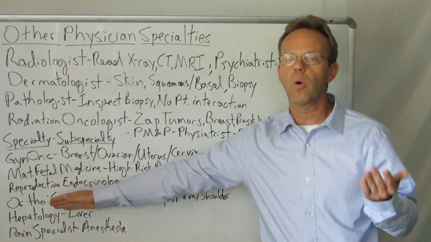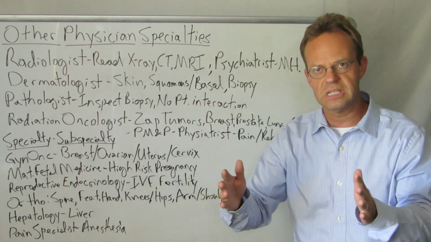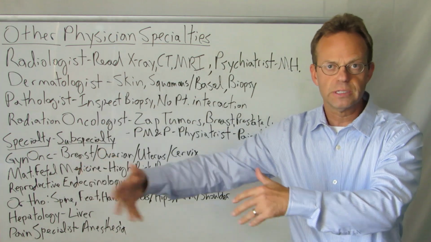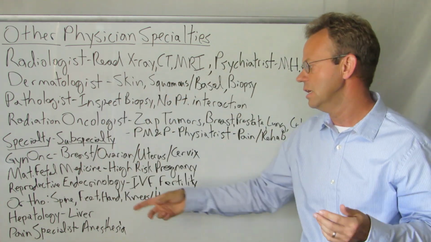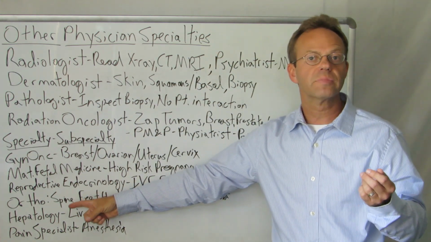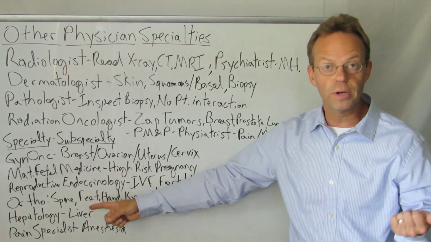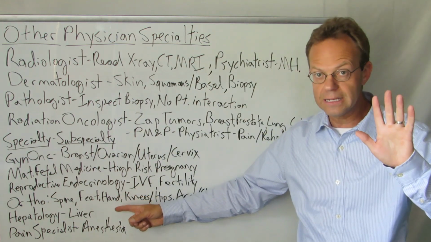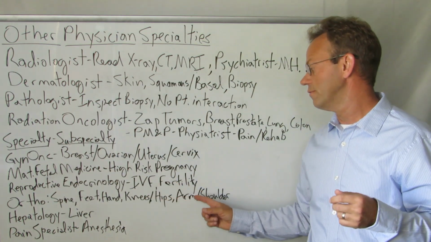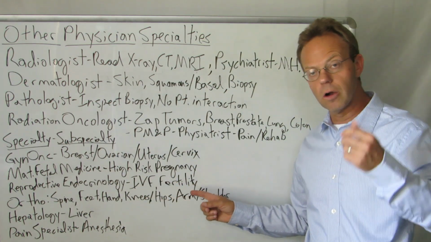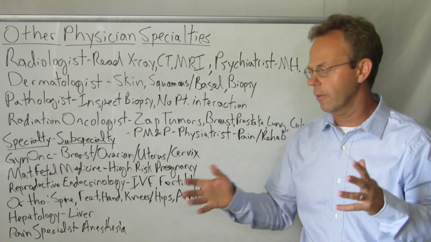Okay, then within orthopedics, you also have subspecialties. So you can do an orthopedics residency and then go on to do a fellowship to subspecialize within orthopedics. It's kind of broken down by the parts of the body. So you can be an ortho-spine subspecialist. You could be an ortho-foot subspecialist. You could be an ortho-hand subspecialist. You can focus on the knees and the hips, or you can focus on the arm and the shoulder as well. So there's subspecialties within orthopedics as well.